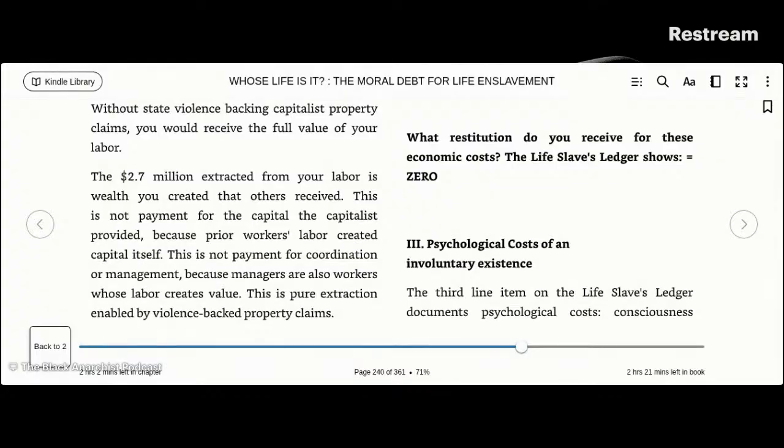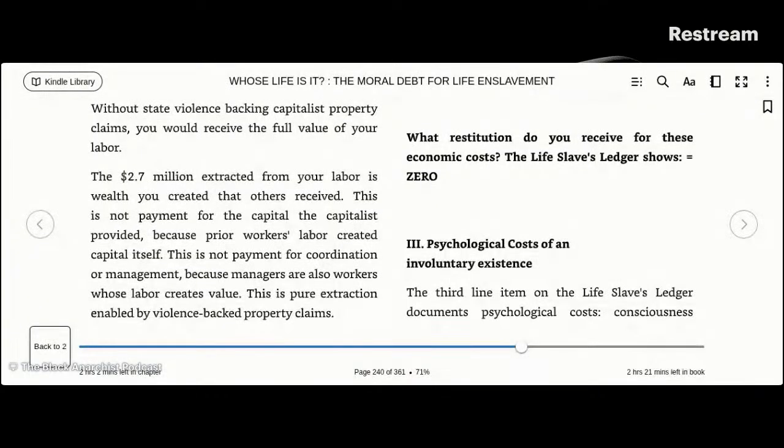This is not pay for the capitalist. This is not payment for the capital the capitalist provided, because workers, laborers created capital itself. This is not payment for coordination or management, because managers are also workers whose labor creates value. This is pure extraction enabled by violence-backed property claims. What restitution do you receive for these economic costs? The Life Slave Ledger shows zero.